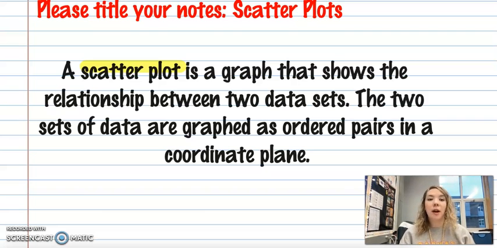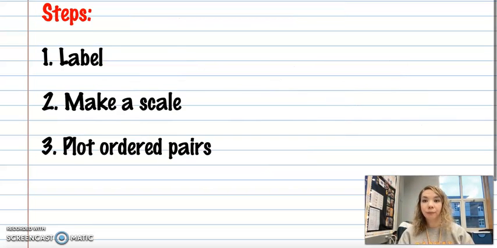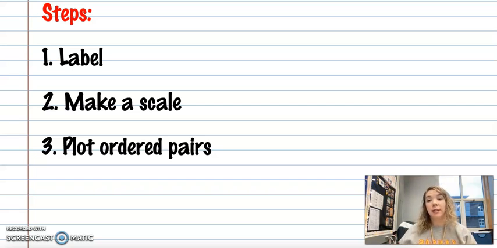The two sets of data are graphed as ordered pairs, so we'll be plotting points in a coordinate plane, just like we were in our last unit. And we'll also be using lines of good fit, lines of best fit, in this unit, so we'll be using a lot of our knowledge from our previous unit. Steps to make a scatter plot: first, label your axes because we want to know what we're talking about. We'll label what X means, we'll label what Y means, and usually we also title our graph as well.